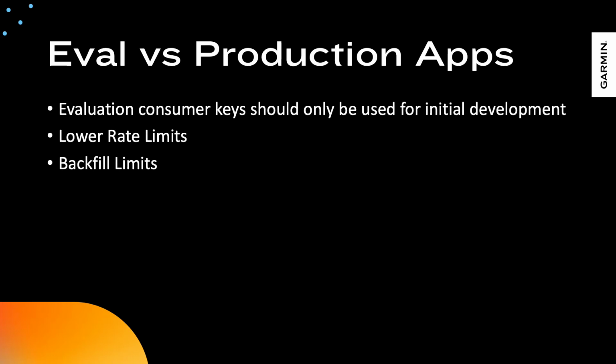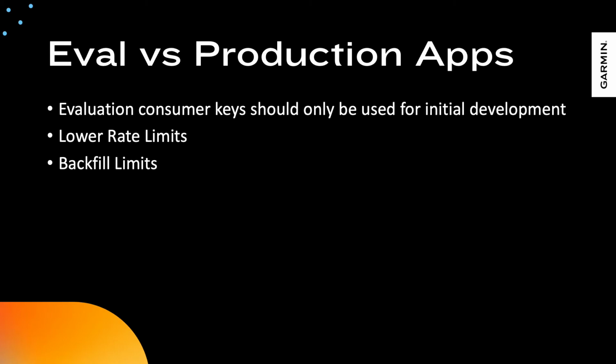The first app that you create through the developer portal will be an evaluation app. Evaluation apps and production apps both have access to the Garmin Connect production servers, but evaluation apps are meant to be used during your initial development and testing. Evaluation apps have low rate limits, and evaluation apps also have narrower date range limits for backfilling historical data. We'll talk more about backfilling data later on in the presentation.